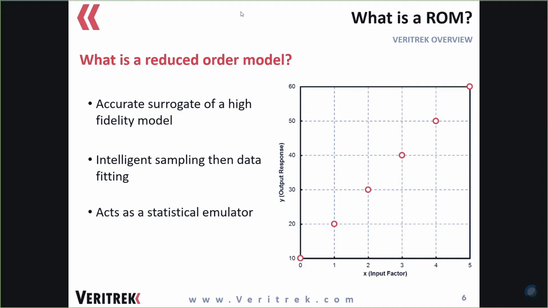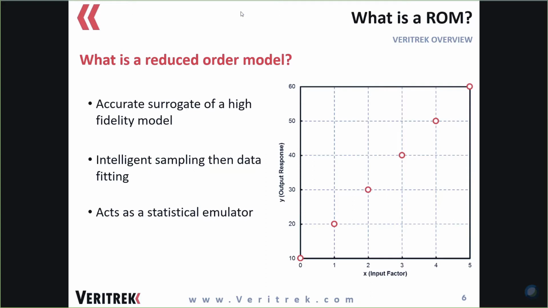All right, so a quick overview of what a reduced order model is from our perspective. In some cases, people take multi-thousand node models and they reduce the node count. That's not what we're doing here. In fact, what we're doing is sampling and data fitting. And so we have a very simple example here that outlines that.